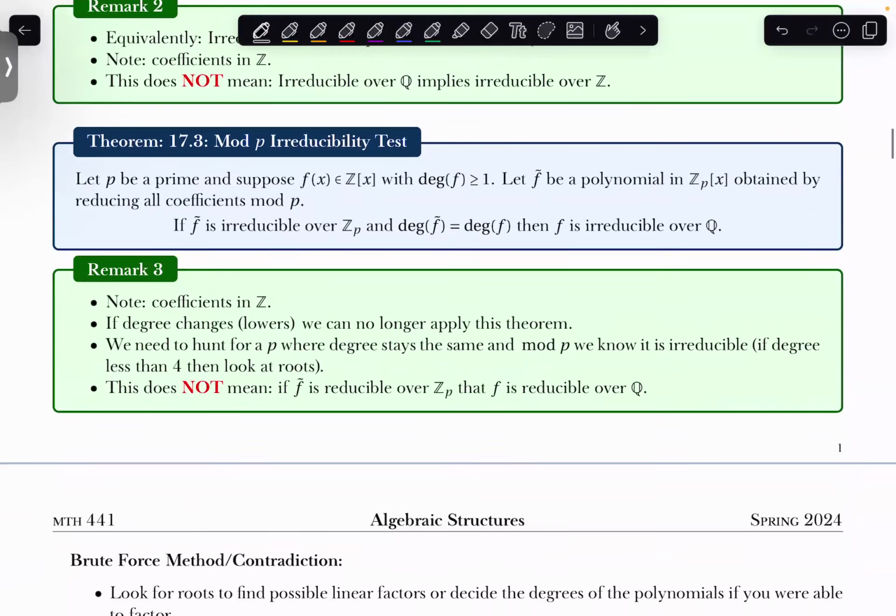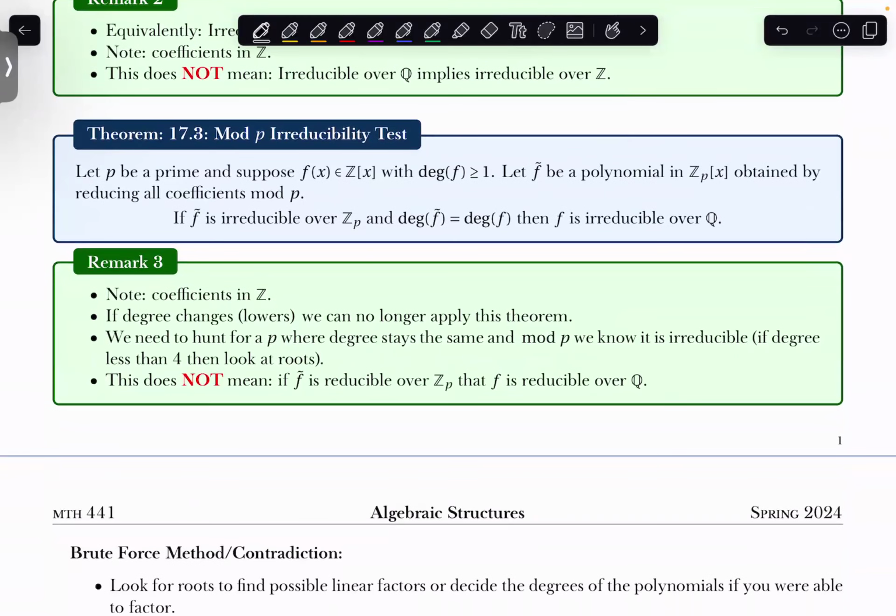Okay, the newest one that we learned was our mod p irreducibility test. Here we're going to say, for a prime p and a polynomial with coefficients in the integers, so always our assumption is that the coefficients are from the integers, where the degree is greater than or equal to 1, so it's not a constant polynomial, we can think about reducing all of the coefficients mod p, so that our new polynomial f tilde lives inside of Z_p[x], so coefficients in Z_p. This is why it's important that our coefficients first started with the integers and not rationals or real numbers, but integers in particular.